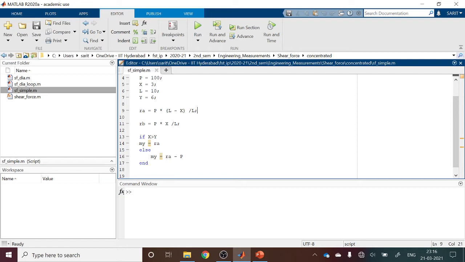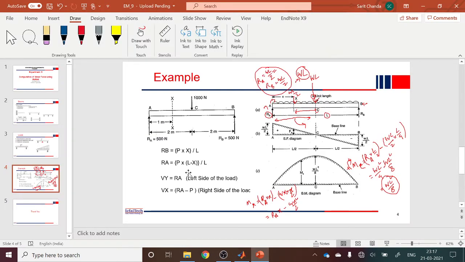Now we have the RA and RB computation. We discussed in the last class in detail how to compute RA and RB, which is nothing but simply P into L minus X by L. We got it using the equilibrium equations, and found RA and RB. Then we have to write a condition, right? Because we have two equations here. If this section is on the left hand side of the concentrated load, like whatever is shown here, then we have this equation, Vy equal to Ra. But if this section is on the right side of the concentrated load, then we have another equation. That's why we need to write the if condition here.